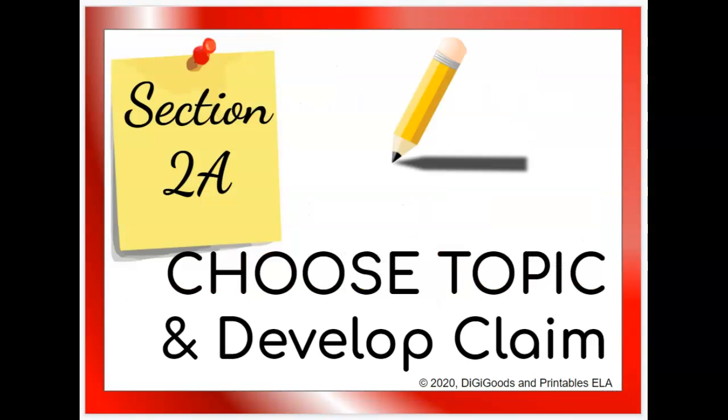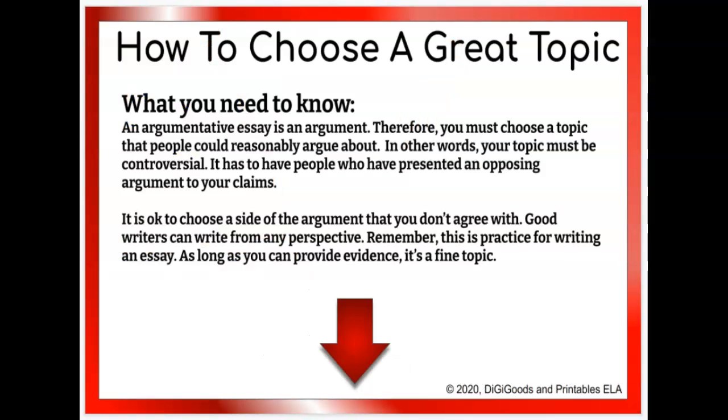So let's dive in. Section 2A, choose a topic and develop a claim. Scroll down to approximately slide number 16, and let's have a look. How to choose a great topic. Here's what you need to know. An argumentative essay is an argument. Therefore, you must choose a topic that people could reasonably argue about. In other words, your topic must be controversial. It has to have people who have presented an opposing argument to your claims.